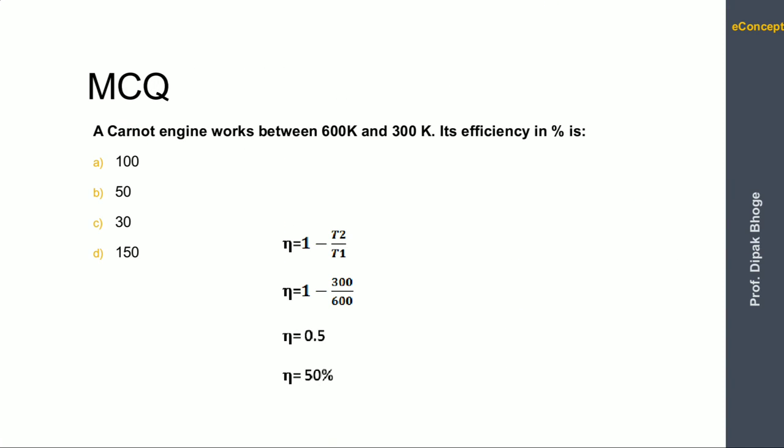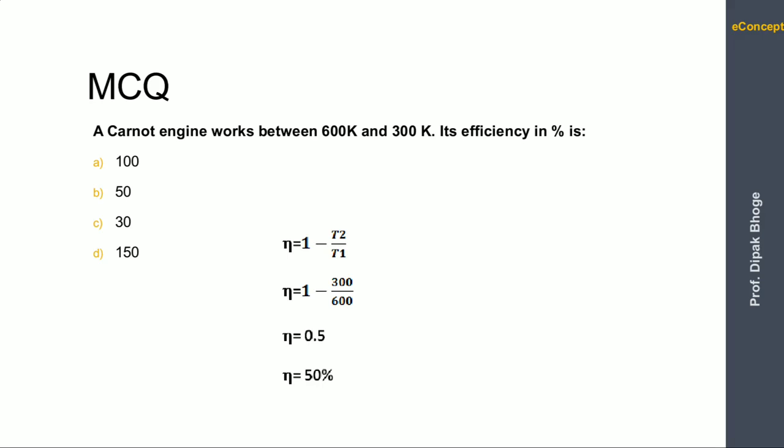One easy MCQ we have taken: a Carnot engine works between 600 Kelvin and 300 Kelvin. What is its efficiency? So we know the efficiency formula of a Carnot engine is 1 minus T2 upon T1, where T2 is a low temperature, 300 Kelvin, and T1 is the high temperature, that is 600 Kelvin. So efficiency becomes 0.5, or that is 50%.